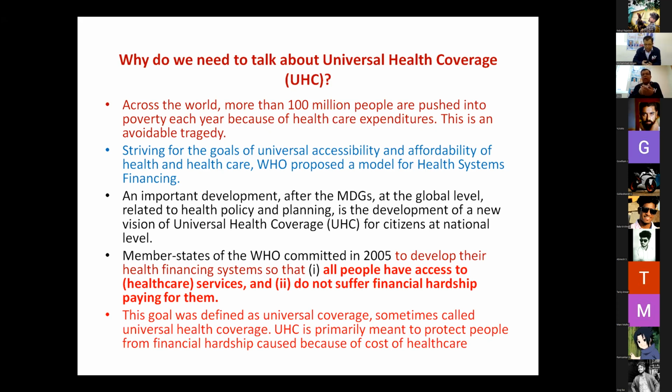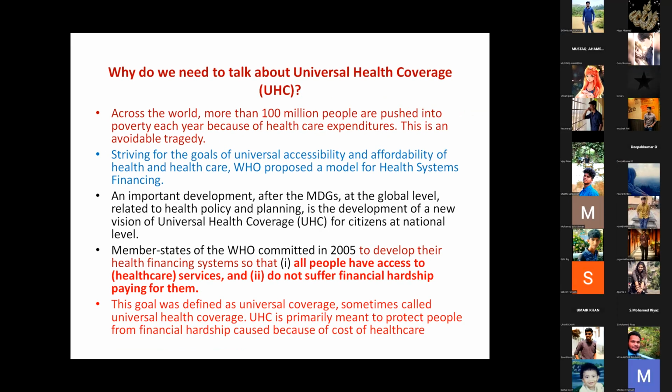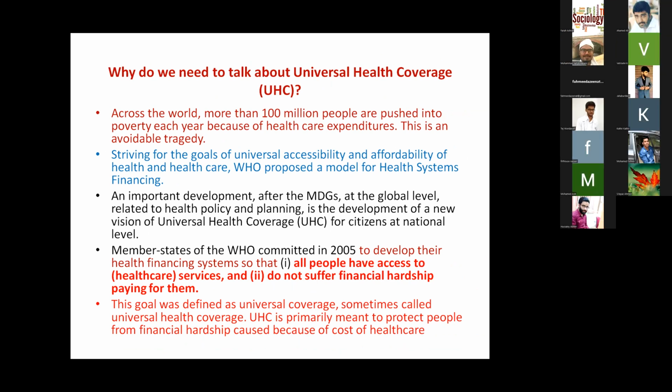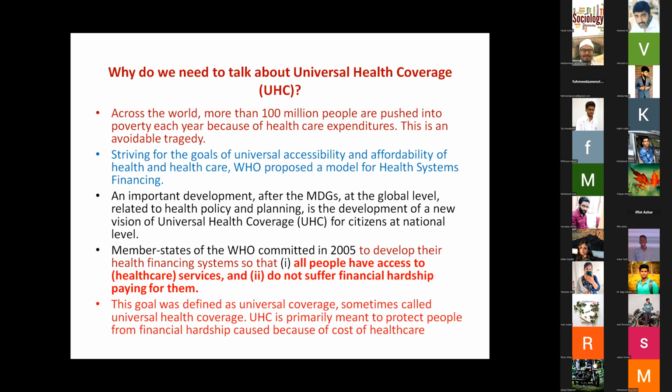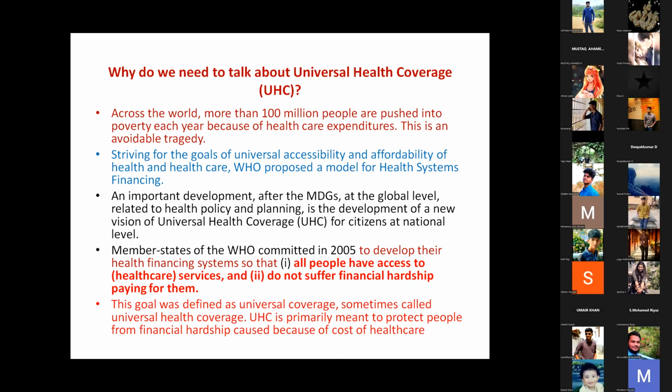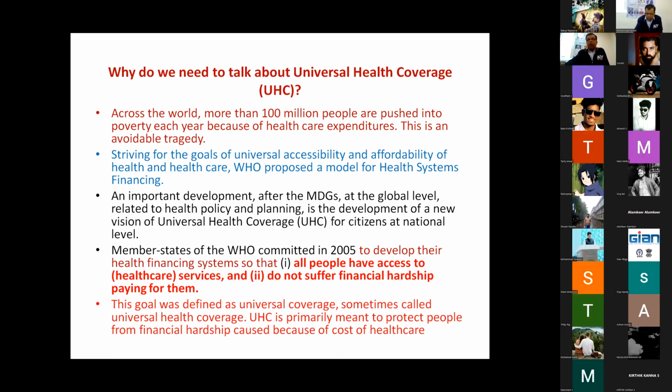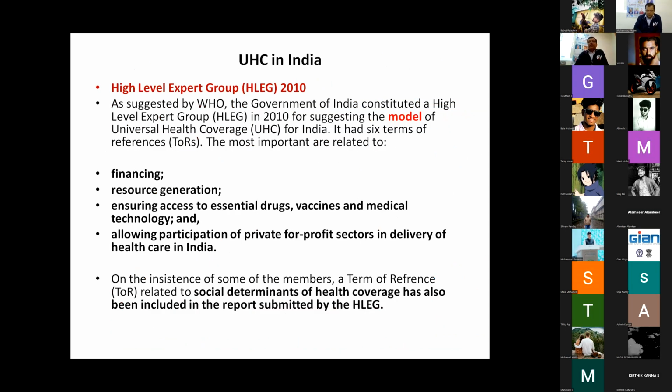The member states of the World Health Organization committed in 2005 to develop their health financing system so that all people have access to healthcare services and do not suffer financial hardship paying for them. So WHO initiated the discussion, and then the member states basically committed, including India, that they will develop a system, and that system is basically known as the Universal Health Coverage System. This goal was defined as universal coverage, sometimes called universal health coverage. So this is how this concept of universal health coverage basically developed on the initiative of the World Health Organization.